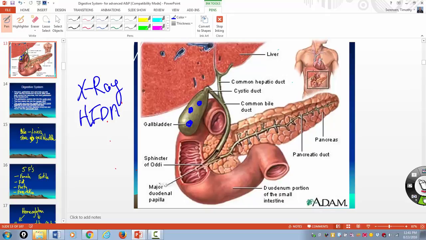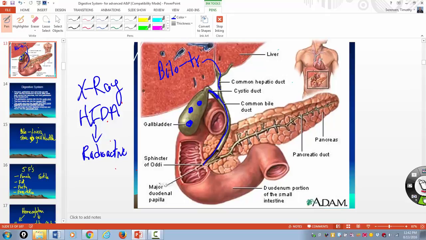HIDA scan stands for hepatobiliary iminodiacetic acid. Basically, it's a nuclear medicine test where they use a radioactive tracer. And that radioactive tracer binds to bile that's created in the liver. So what it's able to do is to see if the hepatic ducts, the cystic duct, and the common bile duct are all working properly.